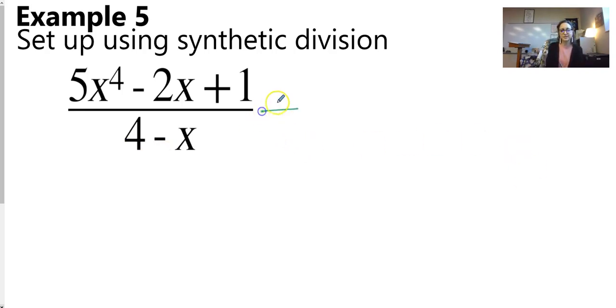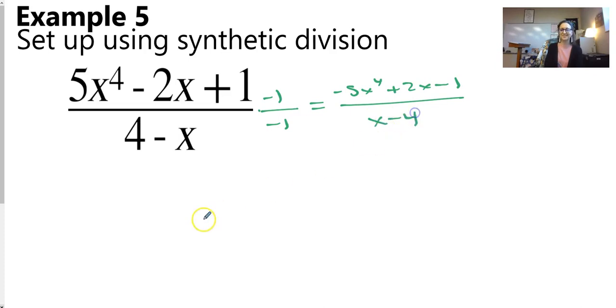But I can deal with this pretty easily if I just multiply the top and bottom by negative 1, okay? So this is going to make my new numerator be negative 5x to the 4th plus 2x minus 1, right? And now my divisor is going to be negative 4 plus x, right? Or x minus 4, okay? So now go ahead and set this up. We're going to do setup only. Hit continue when you're ready to check your answer.